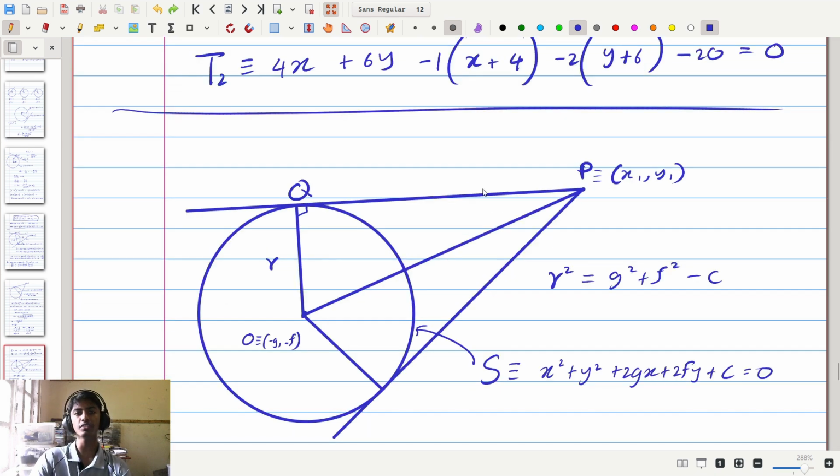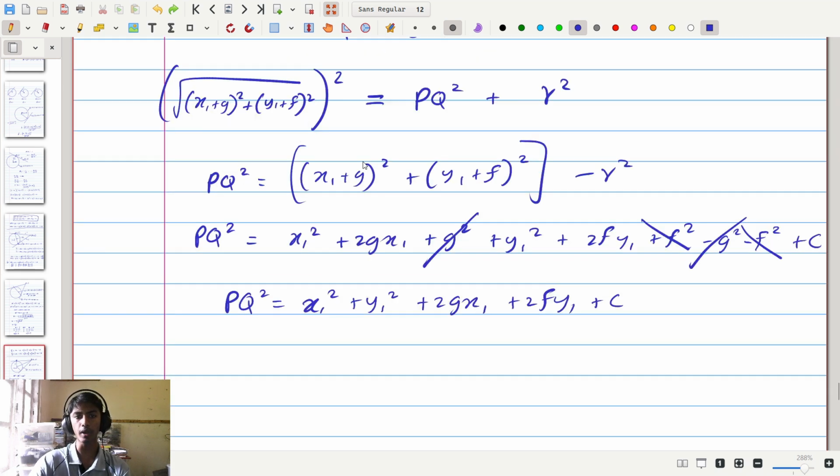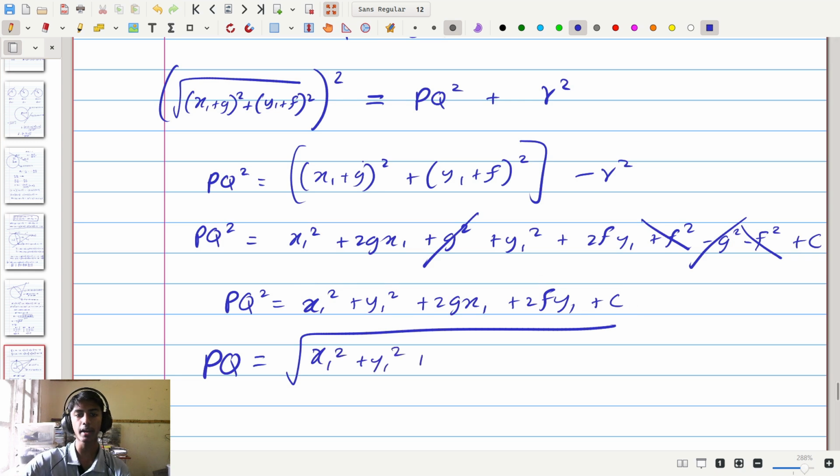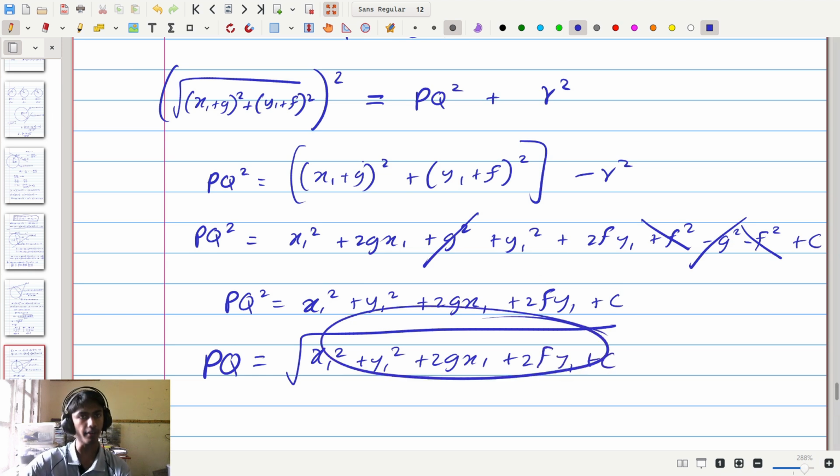Now pq is a length. Here pq is the length of the tangent from the point P to the point Q. Therefore pq is a positive value. If pq is a positive value, when we take the square root of both sides, we don't have to put a plus or minus or anything since we know it's the positive value. So we can just write that pq is equal to the positive square root of everything on the right, which is x1 squared plus y1 squared plus 2gx1 plus 2fy1 plus c, and that is our answer.